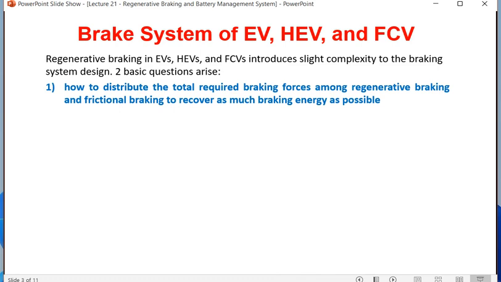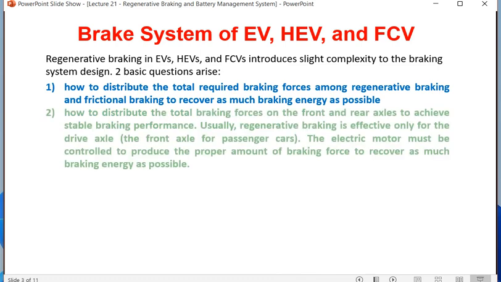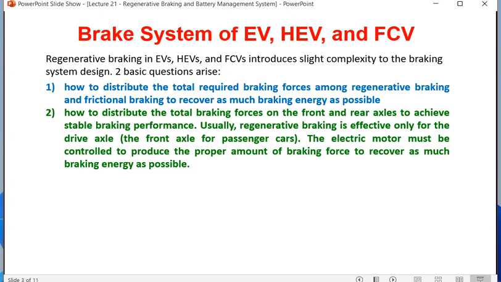So whatever is the braking force required to be generated to stop the car, how much of that should be mechanical, how much of that should be electrical, this has to be decided, or this has to be calculated very fast by the ECU or electronic control unit, and accordingly the mechanical brake, which is friction based, and the electrical brake has to be generated. So this is the first question. Among the brake force, how much should be electrical, how much should be mechanical?